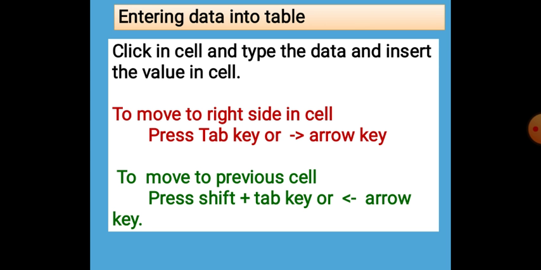Now as I told you, we can use arrow keys. So children, there are 4 arrow keys, like up arrow key, down arrow key, left arrow key and right arrow key. So their works are also the same. Left arrow key takes the cursor to the left side cells, and right arrow key takes the cursor to the right side cells. Up arrow key takes the cursor up in the table, and down arrow key takes it downside in the table. So this way we can enter our data in a table.